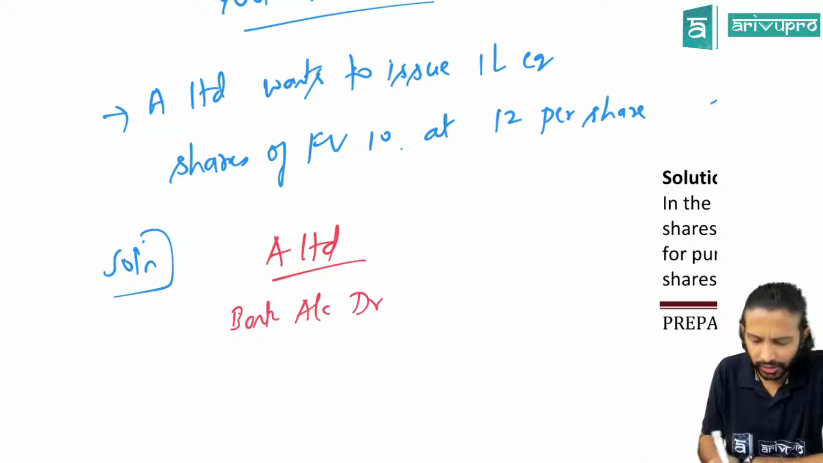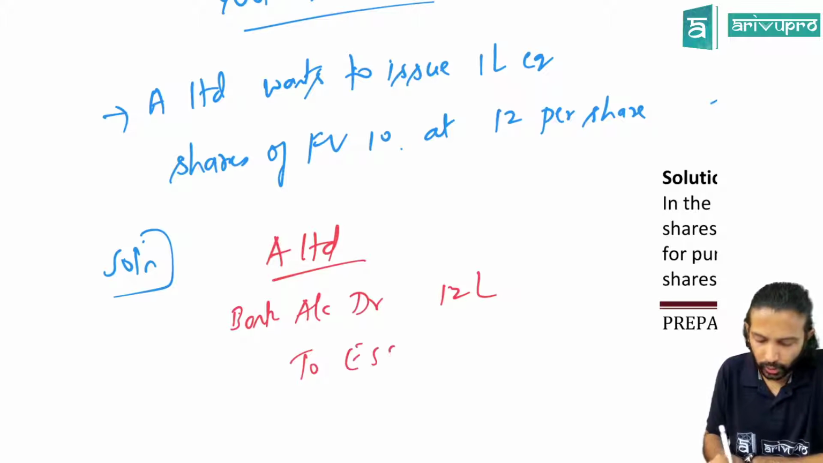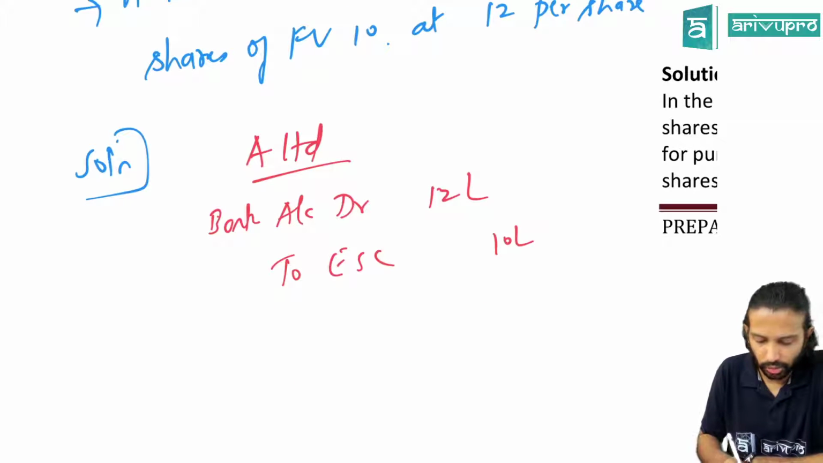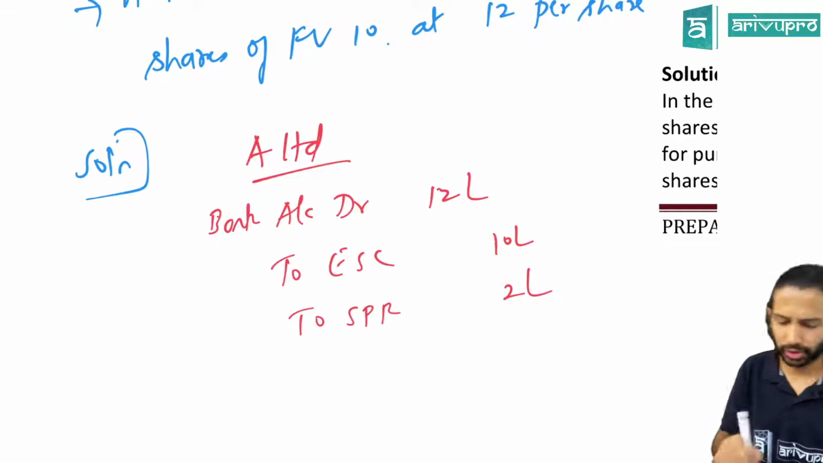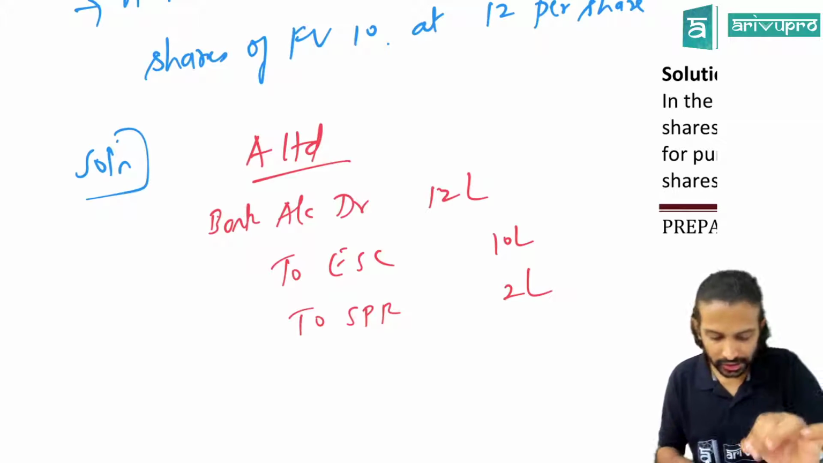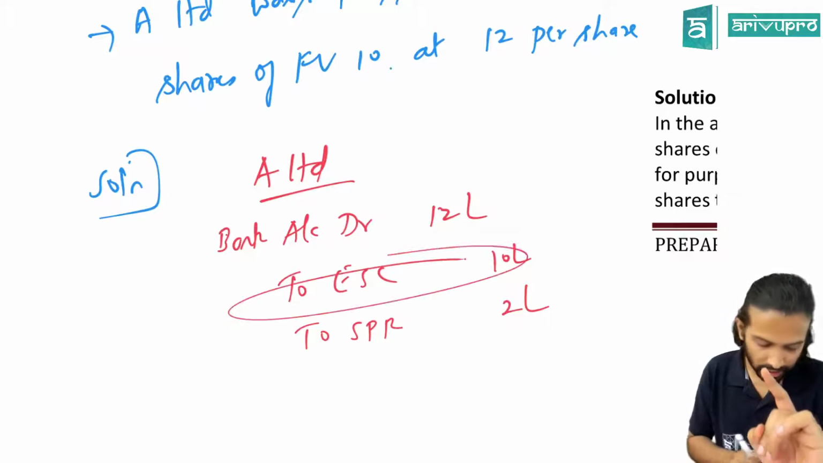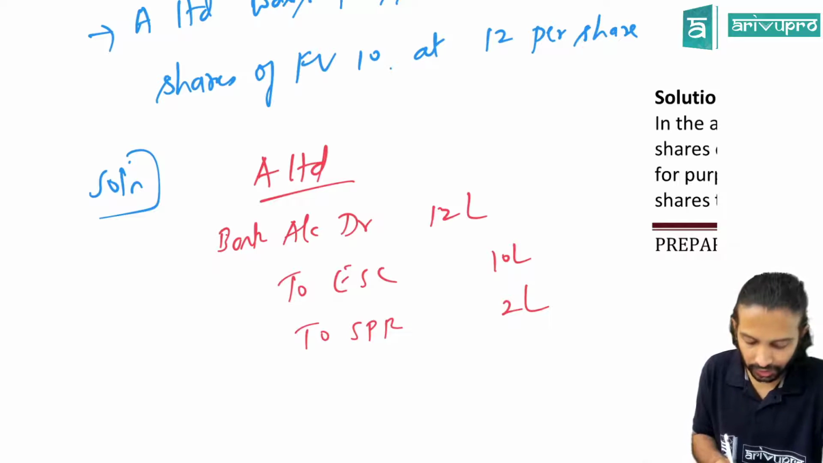That means the journal entry will be bank account debit 12 lakhs, to equity share capital 10 lakhs, to securities premium reserve 2 lakhs. This is what you used to pass? Yes or no? Correct so far? Good with me? This is the feature of equity, or one of the features of equity. Here we call it equity share capital. Instead of that, we'll call it equity here.